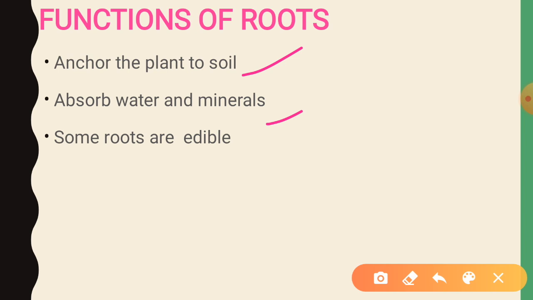Now students, we know that roots absorb water and minerals from the soil. The stem conducts it to leaves and other parts of the plant. The leaf prepares food and this food travels through the stem and is stored in different parts. Sometimes it is also stored in the roots and we eat those roots. So some roots are edible. For example, carrot, radish, sweet potato, turnip. These are the roots which can be eaten by us.